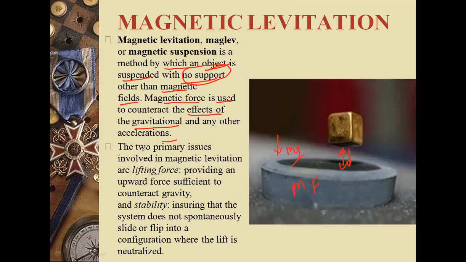The two primary issues, as I already discussed, are lifting force and stability. These two are the important factors to understand here. So now if someone asks you what is magnetic levitation, you should be able to answer. We place the magnetic material down and the superconducting material over it, and the magnetic force is much higher than the gravitational force. This superconducting material just flies in the air without any support. You just need to understand this.